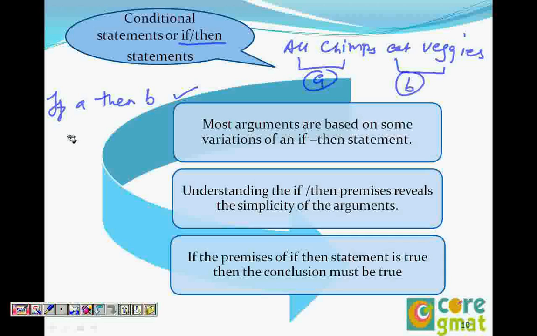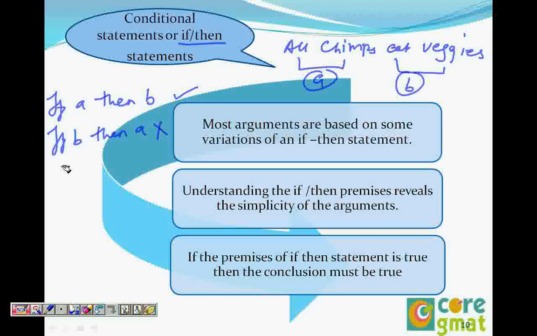Okay. So let's say if B, then A. If B then A means that anybody who eats vegetables is a chimpanzee. So you're saying if it eats vegetables, B, then it is a chimpanzee, A. So valid or invalid? It's invalid because we are assuming this. It is not part of the statement. This is a wrong statement. This is an invalid statement.